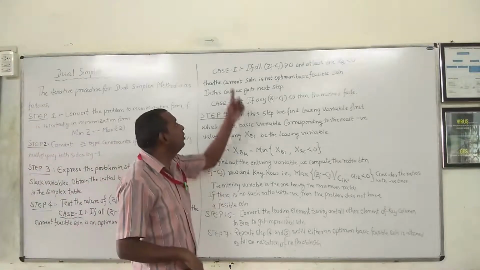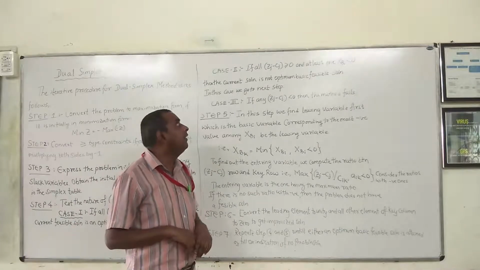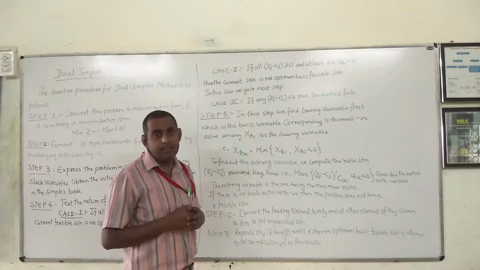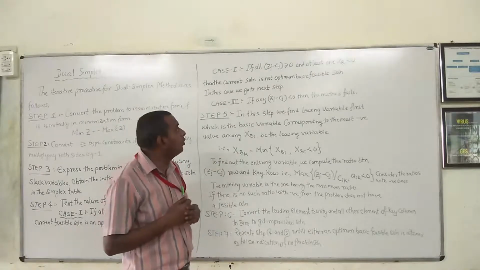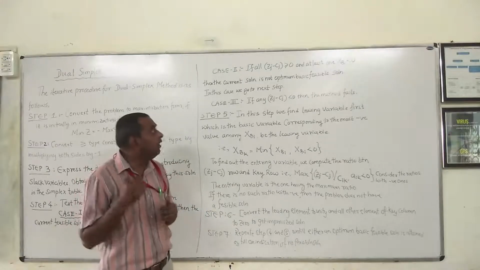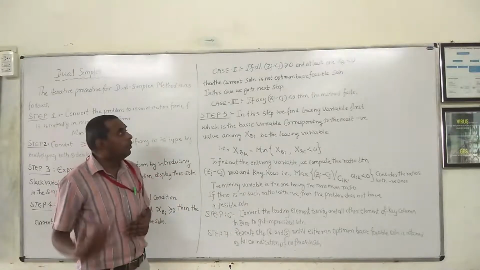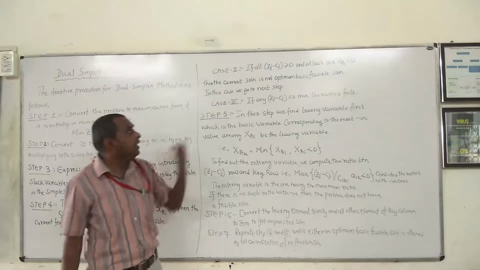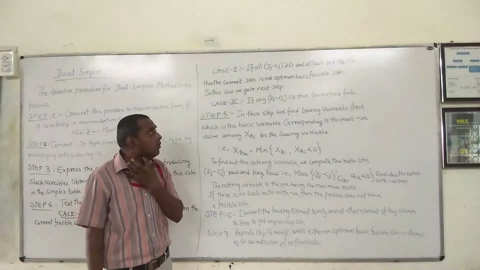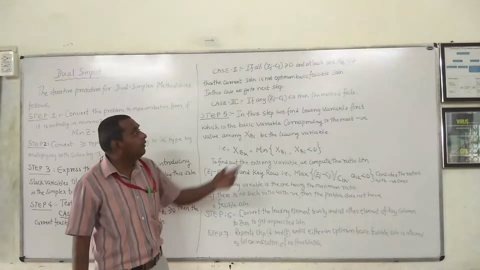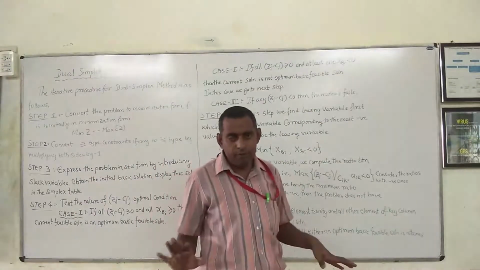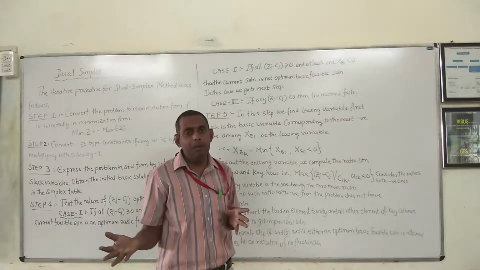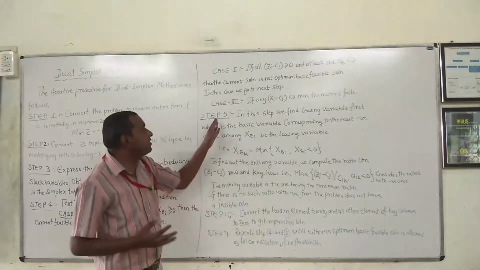Case 2: if all Zj minus Cj are greater than or equal to 0 and at least one xbi is less than 0, then the current solution is not optimal, and we go for the next step. But what happens in case 3? If any Zj minus Cj is less than 0, then the method fails. We stop there and write down that the given LPP does not possess any feasible solution. Then comes step number 5.